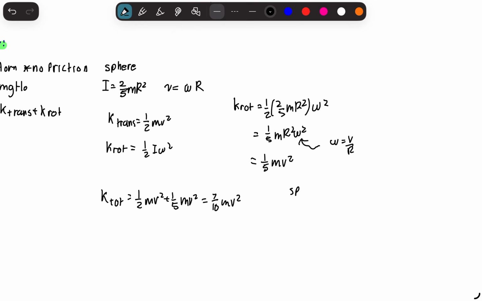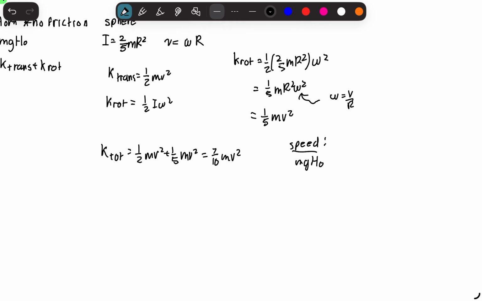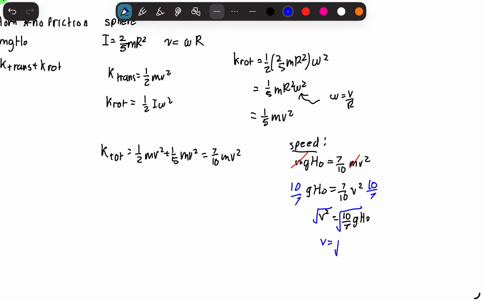So now we can solve for speed using energy instead, which is mgh initial is equal to 7 over 10 mv squared. Now we can actually cancel the m's because it's on both sides, dividing by m. So gh initial is equal to 7 over 10 v squared. Now, after this, we just have v squared by multiplying both sides by 10 over 7. Now, v squared is equal to 10 over 7 g times h initial. Now, if you take the square root of both sides, you know that v is equal to the root of 10 over 7 g h initial.